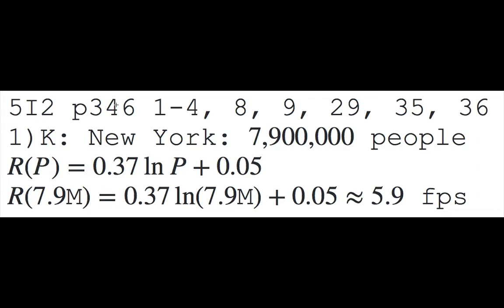First problem of the problem set, you know that New York had a population of 7,900,000. This textbook is quite old. Back then it was true. Anyway, they give you a walking formula here for the rate of walking given the population, and it's listed in example one. There it is. You plug in 7.9 million as the input, and then the output is about 5.9 feet per second.